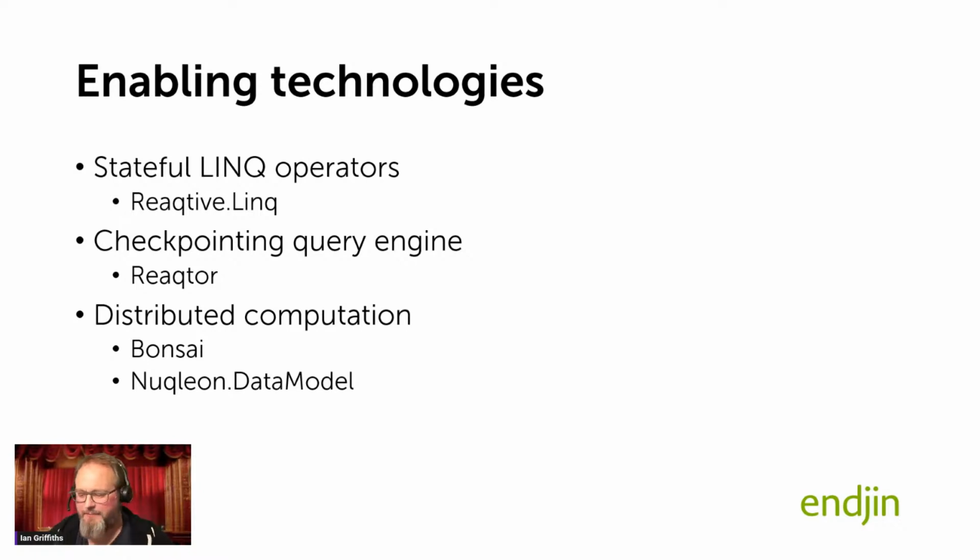But there are some other pieces as well that enable the distribution of computation. We've got something called Bonsai and we've got something called the Nucleon data model. I'm going to talk about the second one first.